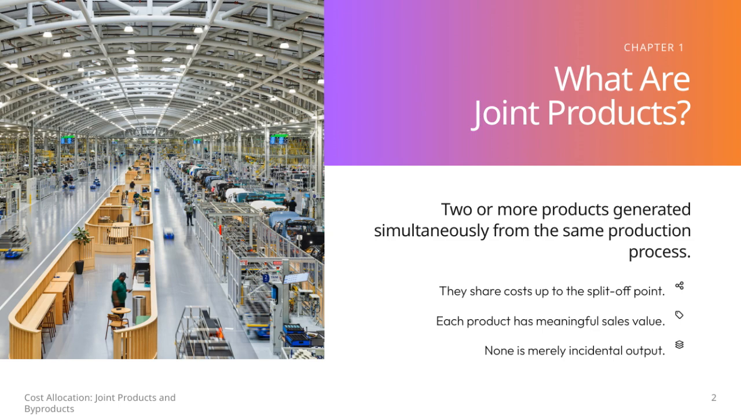These products share the costs incurred up to what's called the split-off point, the moment when they become separate items. It's important to note that each of these joint products has a significant sales value on its own. They're not just leftover or incidental outputs, each one is a meaningful product in the marketplace. This distinction is crucial when we look at how costs are allocated between joint products and byproducts, which we'll explore further as we go along.